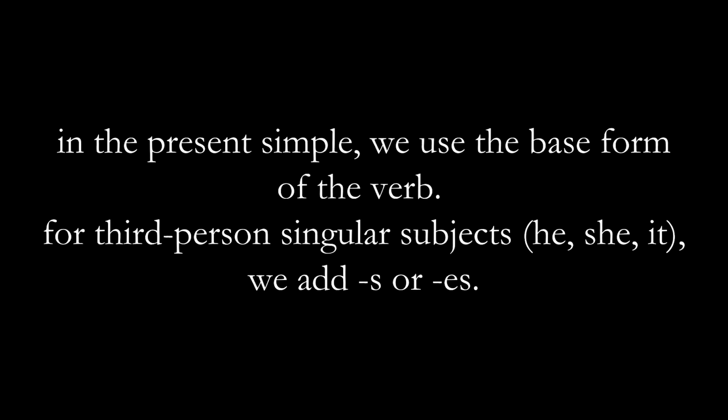Let's begin. Its structure is very simple. In the present simple, we use the base form of the verb. For third-person singular subjects, he, she, it, we add s or es. For example, "I read the Death does not cover its tracks," but "she reads the Death does not cover its tracks." The auxiliary verbs do and does are used in questions and negative sentences.